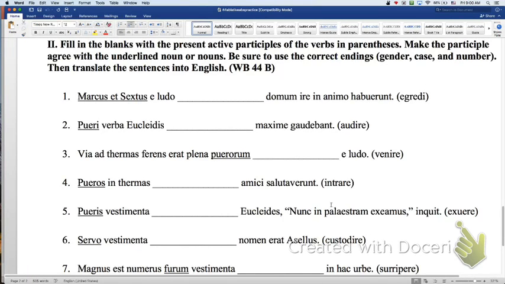Okay, so fill in the blanks for the present active participles of the verbs in parentheses. So what do I need to know about present active participles? They come from the infinitive, right? I give you the infinitive of all these over here. So how do you get from the infinitive to the present active participle?